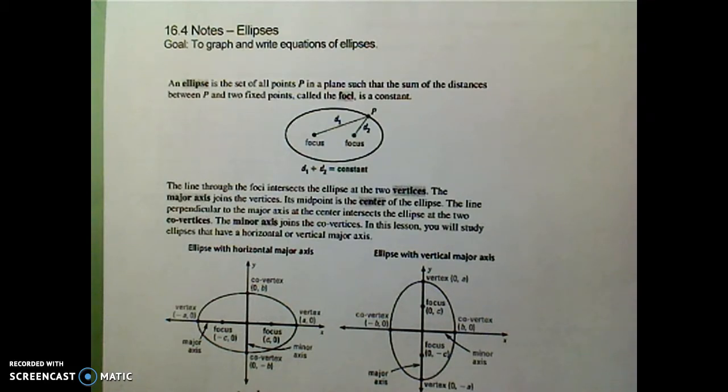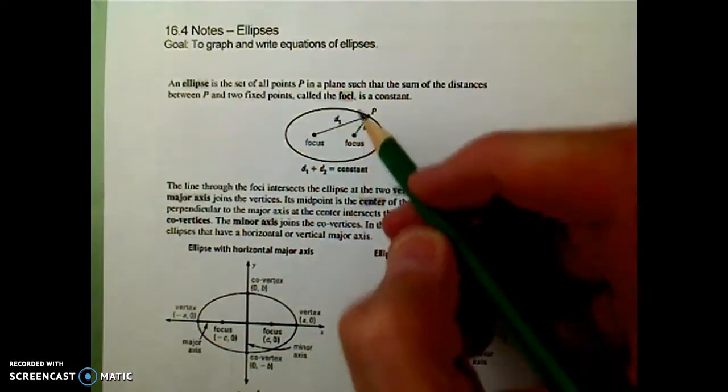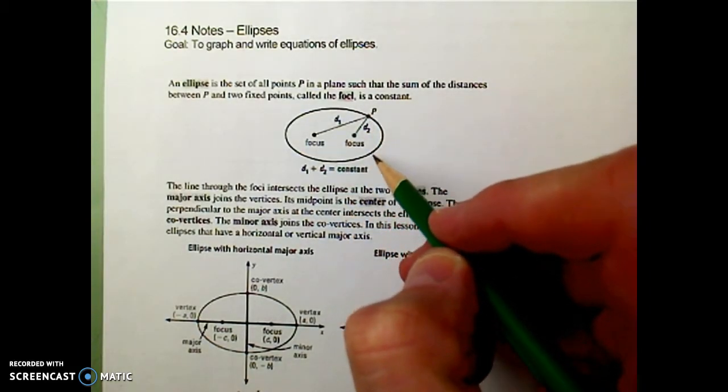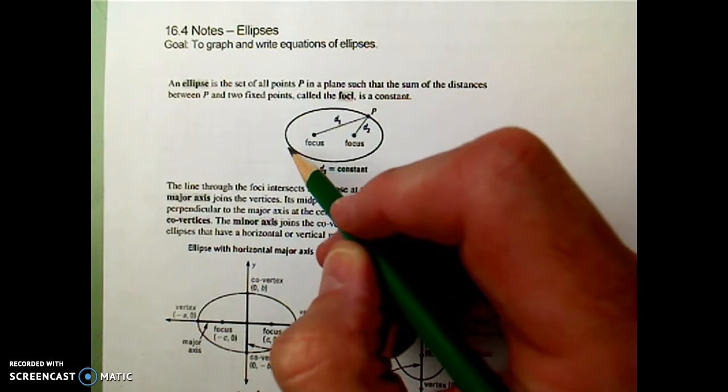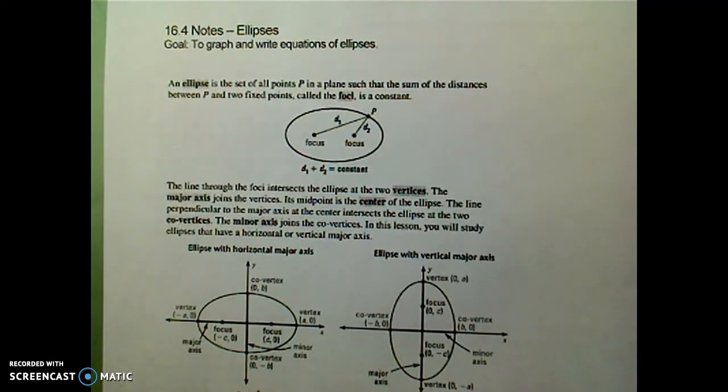So an ellipse looks like a stretched out or flattened out circle. It is all points P in a plane such that the sum of the distances between P and two fixed points called foci is a constant. And if you could imagine taking a string and tacking it down at the two foci and then wrapping that string around your pencil, if you drag the pencil around, stretching the string tight, this is the shape that you would get, an ellipse.